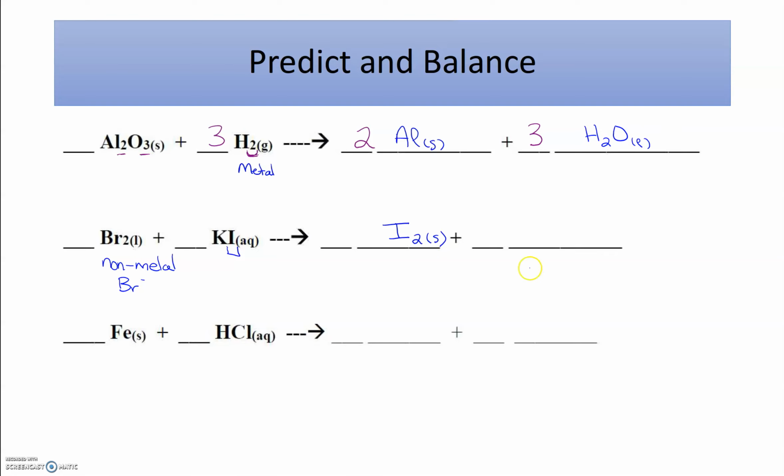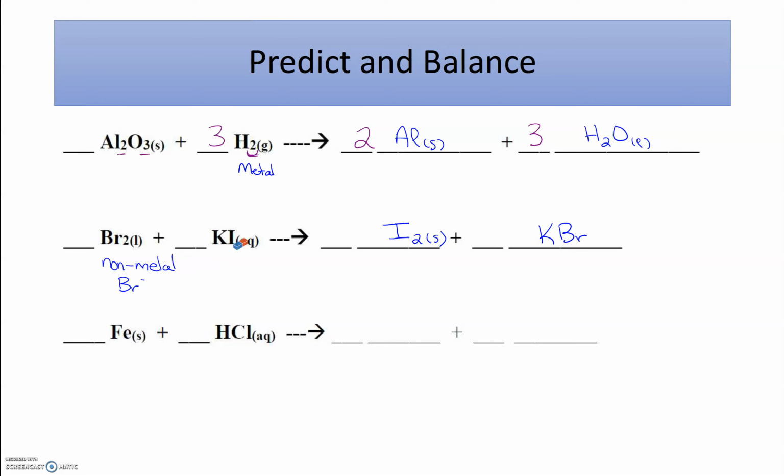Now my potassium is that positive 1 ion. Bromine is a negative 1 ion. Crisscross to get my neutral compound, so that is 1 potassium cation and 1 bromide ion. I'm just going to erase my work there. Now I'm ready to do my balancing.